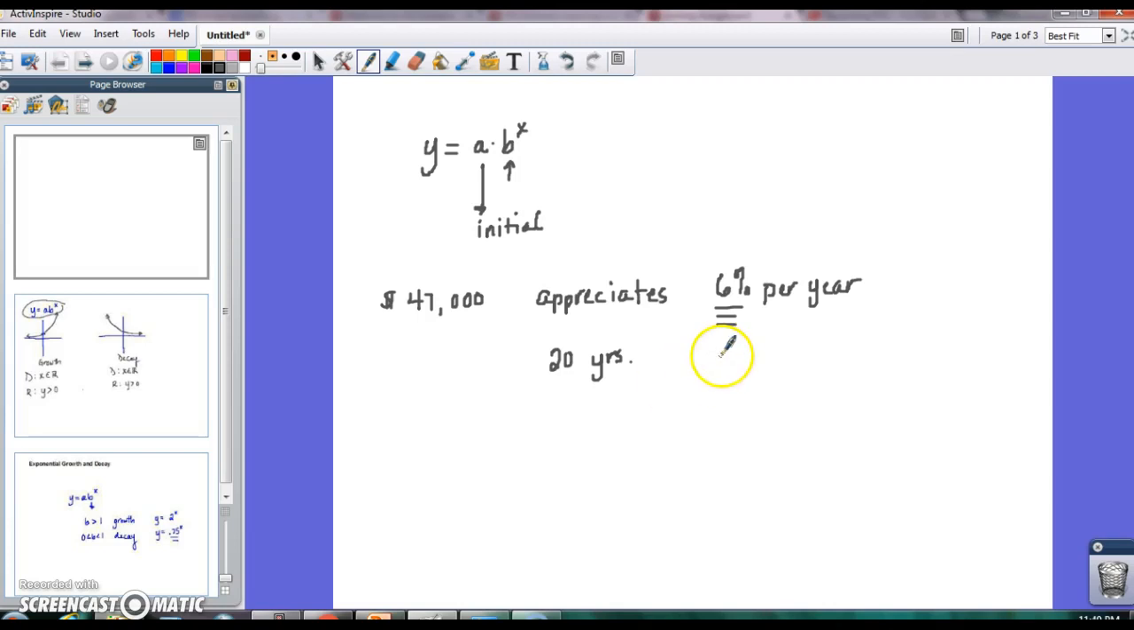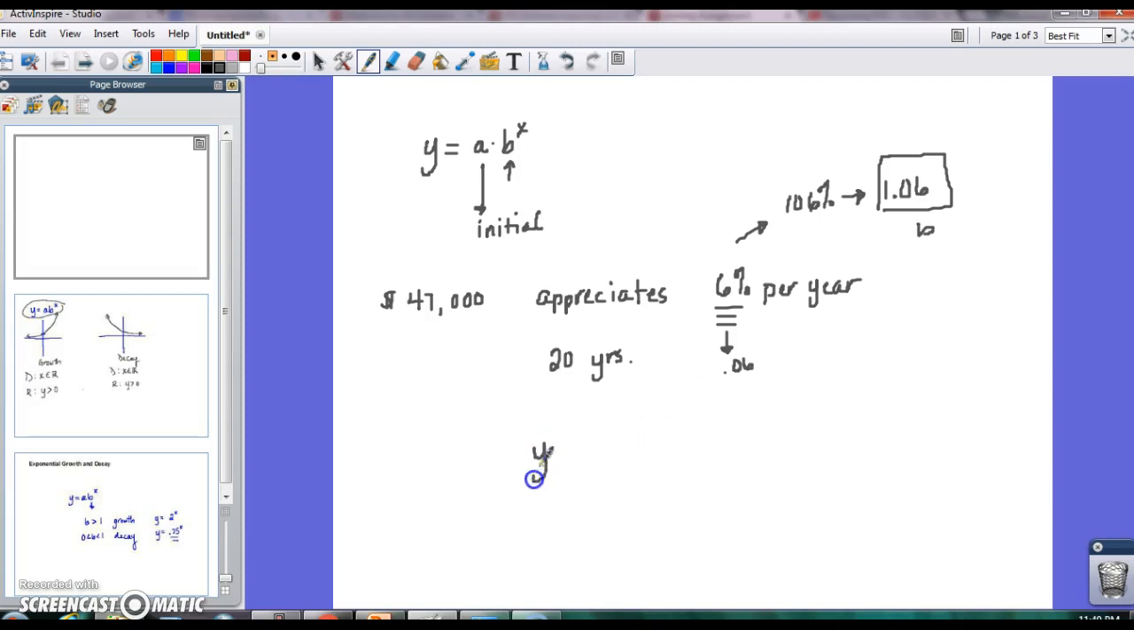If I were to convert this percentage into a decimal, that would be the same as 0.06. And if you think of your B value, you can almost think of your B value as starting at 100%. So if I have 100% to start with and I add 6% to that, I end up with 106% at the end of 1 year, right? Because I started with the whole value and I added 6% because I appreciated. So now I have 106%. If I were to write that as a decimal, that would be 1.06. That right there is my B value.